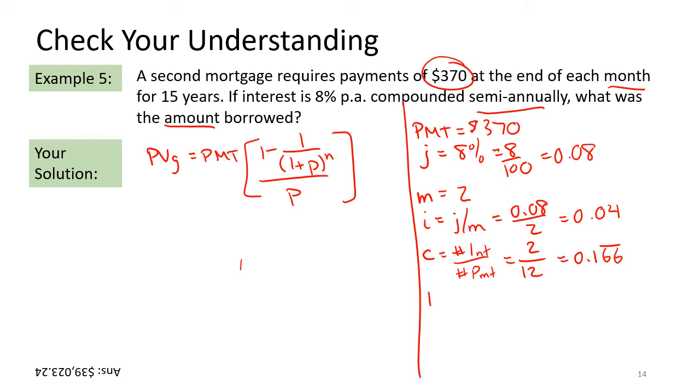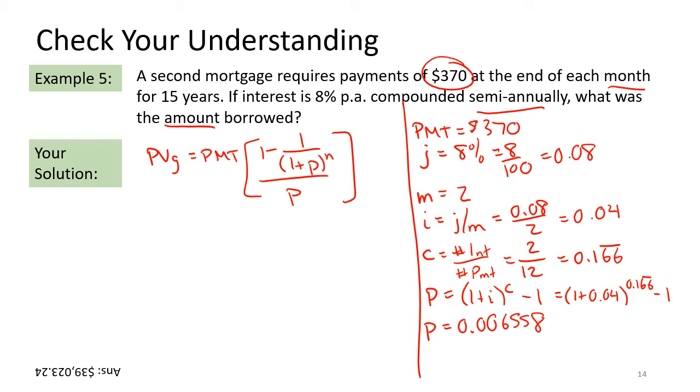So finding your equivalent interest rate, P, remember that's 1 plus your periodic interest rate to the exponent C, that ratio we just found, minus 1. And in this case, that's 1 plus 0.04 to the exponent 0.166, it's a repeating decimal, minus 1. So if you calculate that out, you get a value of P of 0.006558.